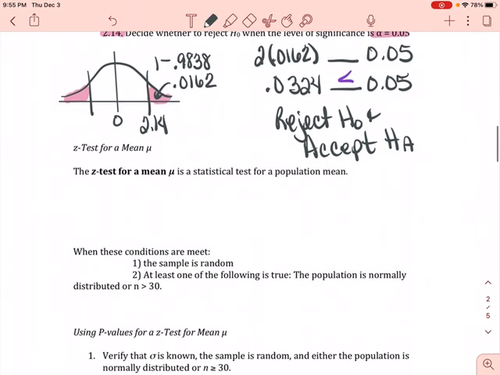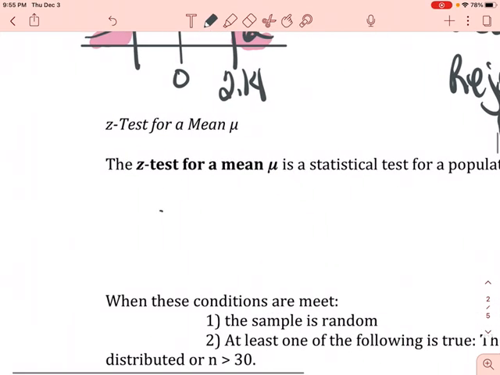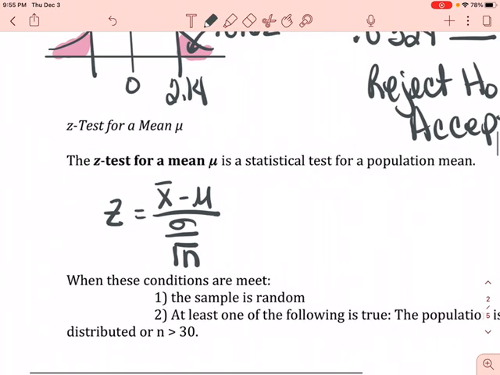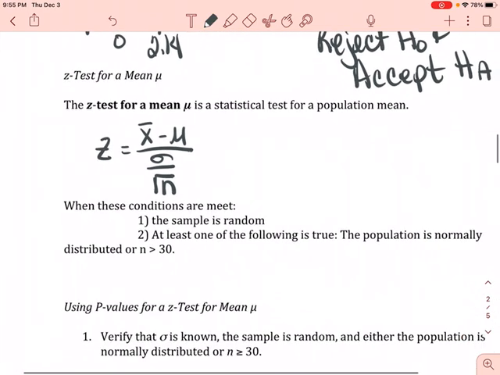So z-test for the mean, okay, we're going to use z equals x bar minus mu over sigma over the square root of n. Okay? Now, there are conditions that have to be met. Somewhere in the problem, it has to say that the sample that we're taking is random and that one of the two have to be true, that your sample size is greater than or equal to 30 or the population is normally distributed. Okay, it's got to be one of those two.